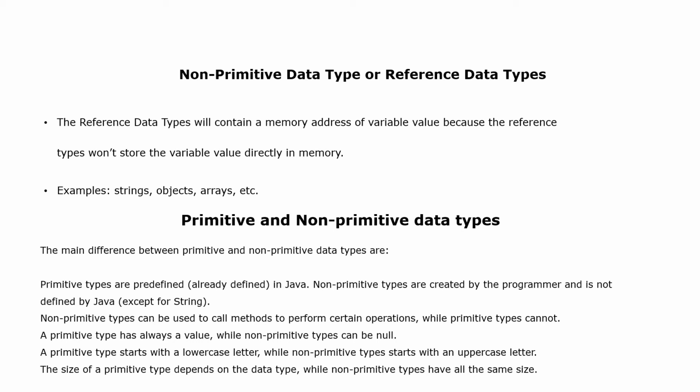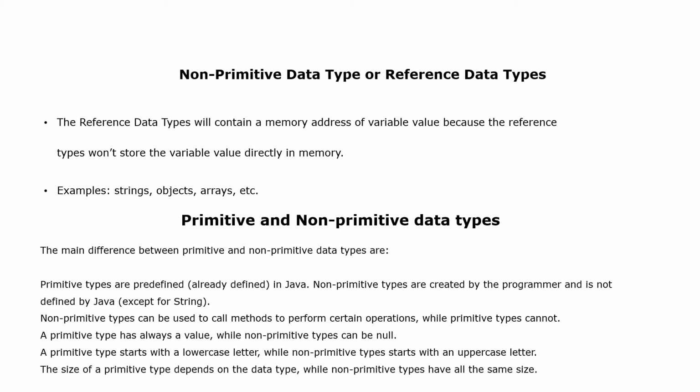So the emp will be stored in stack, but the actual value will be stored in heap. That's what is meant here: the reference data type will contain a memory address of the variable value, because the reference type won't store the variable value directly in the memory. I will explain this clearly when I talk about memory allocation in Java.